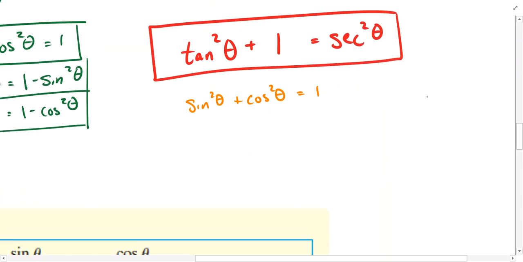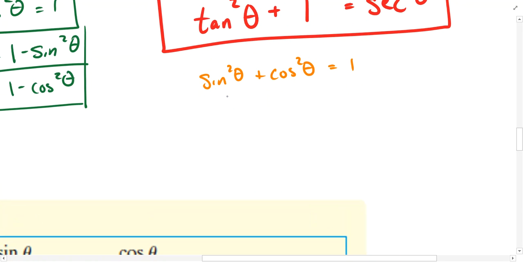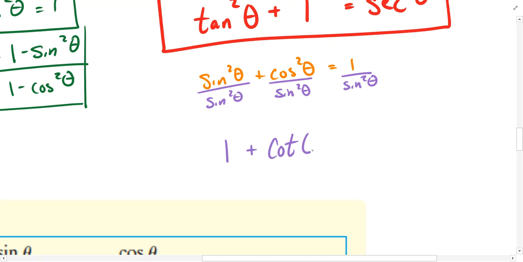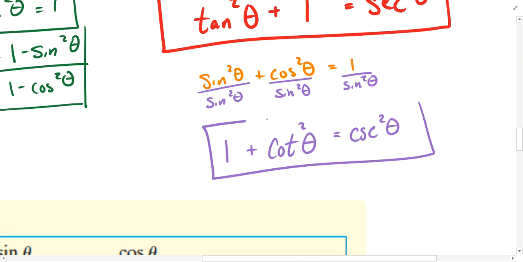Now, for one final example, if I had taken sine squared plus cosine squared equals 1 and divided by sine squared instead of cosine squared, we'll see our third set of Pythagorean identities. So in this case, sine squared divided by sine squared is 1. Cosine squared divided by sine squared is cotangent squared. And 1 divided by sine squared, or the reciprocal of sine squared, is cosecant squared. And here, too, is another extension of the Pythagorean identities.